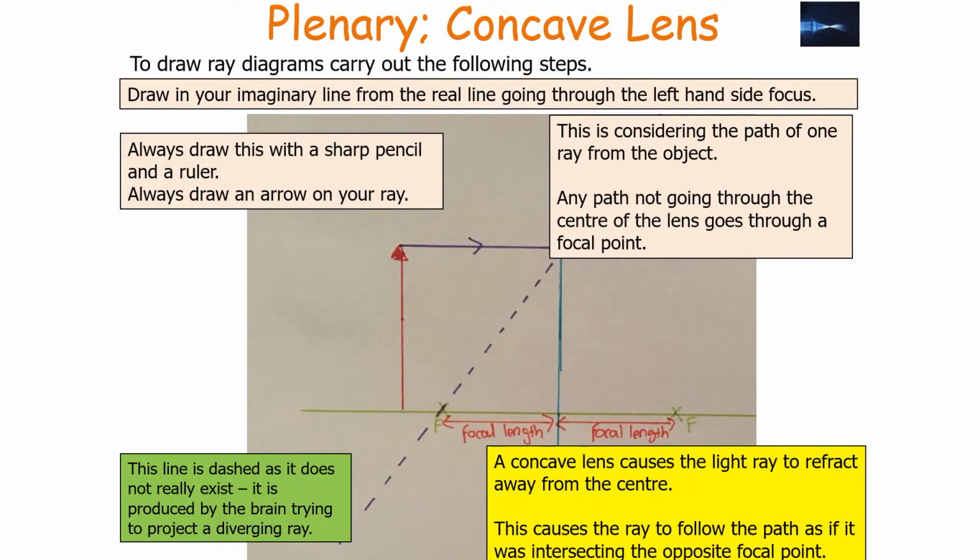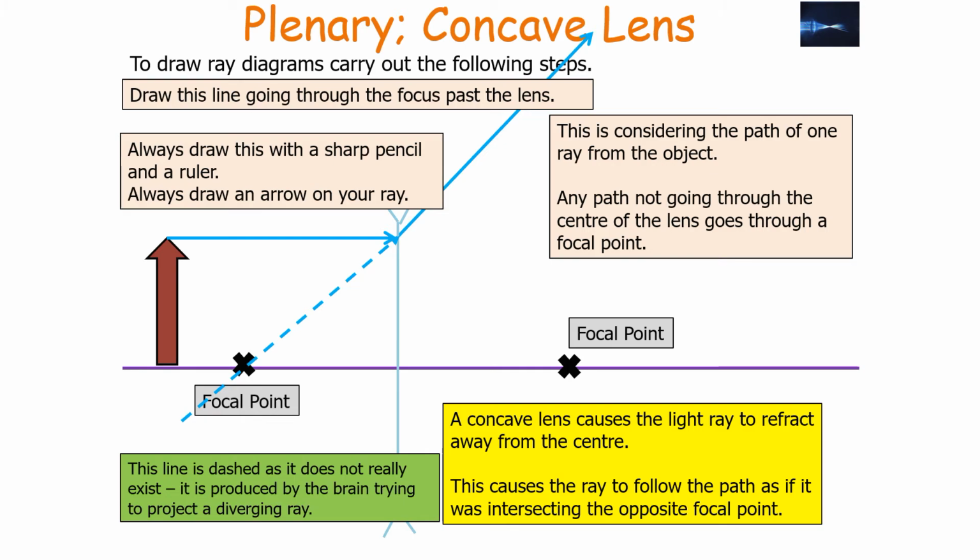Now at this point you would then draw in an imaginary line going through the left hand side focus. Now this line is dashed as it doesn't really exist. It's being produced by your brain trying to project a divergent ray. So this occurs again because this lens is acting as if the ray is coming from this focal point on the left hand side. So it would look something like this.